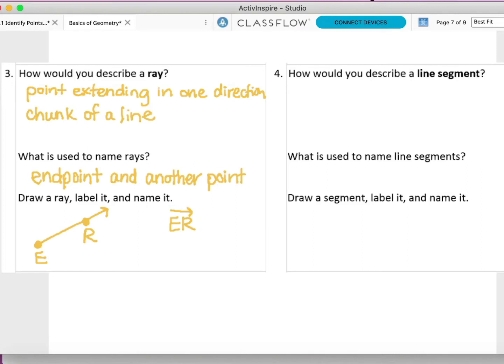A line segment. A line segment is also a chunk of a line, but it doesn't go on infinitely, right?